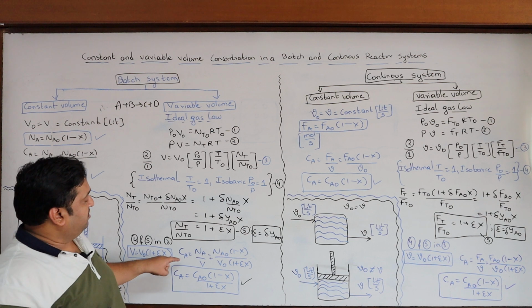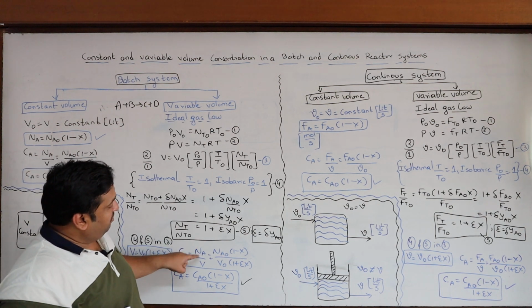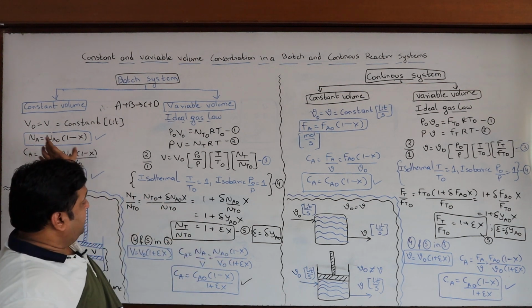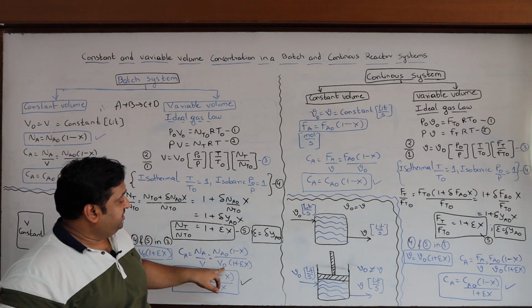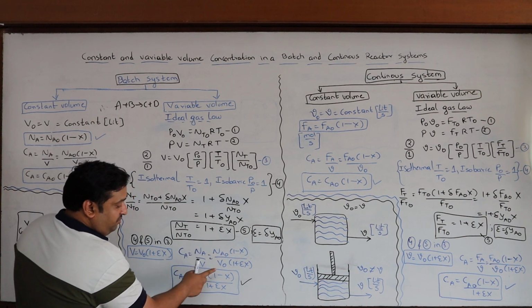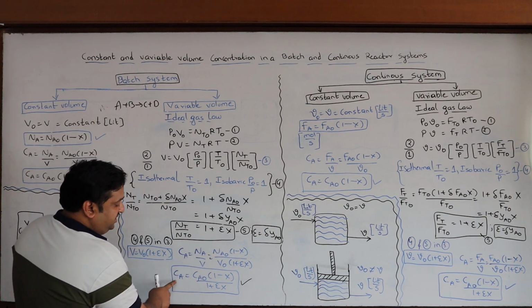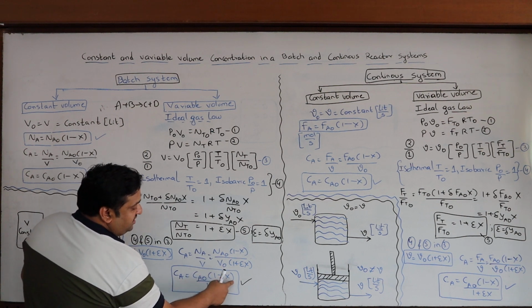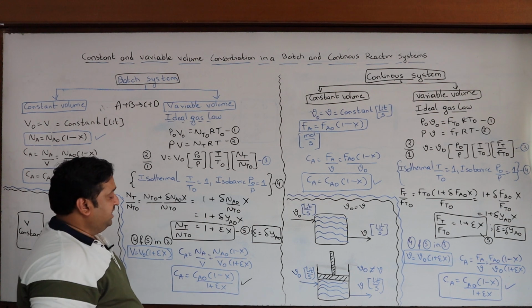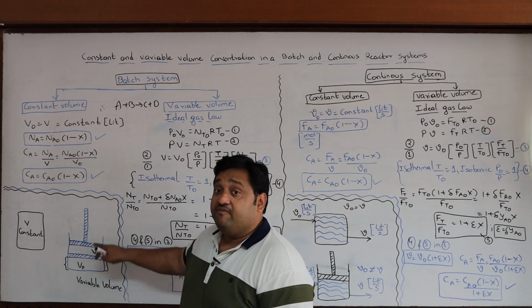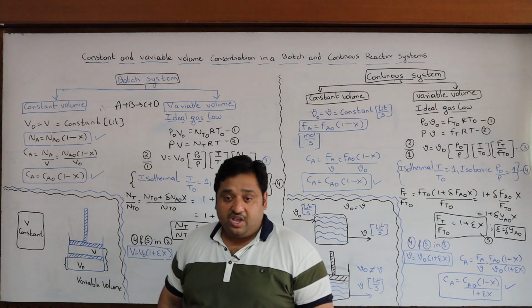Now I substitute in the concentration. Concentration is nothing but moles by volume. Moles is Na0 into (1 minus x). Volume is V0 into (1 plus epsilon x). Now Na0, initial moles by initial volume, is nothing but the initial concentration, Ca0. So the final concentration is equal to the initial concentration into (1 minus x) by (1 plus epsilon x). This is how you can measure the concentrations in variable volume scenarios.